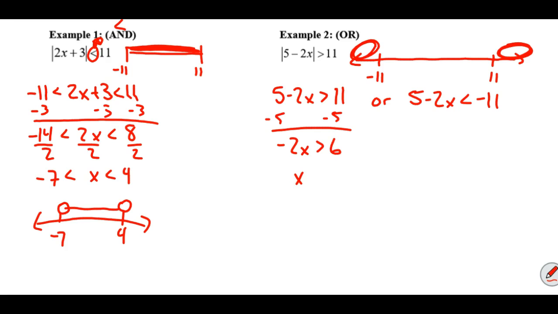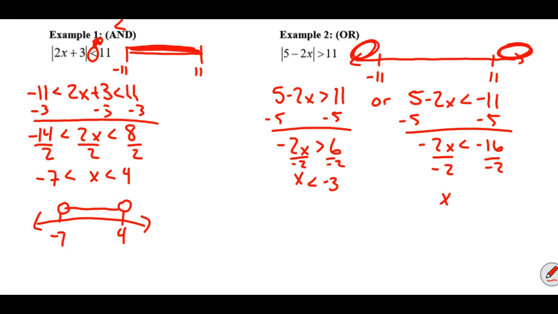Now I'm dividing by a -2 here, so remember when you divide by a negative, you always have to switch the sign in inequality. So I get x is less than -3 minus 5. So -2x is less than -16. Dividing again by a negative. So x is going to be greater than +8.